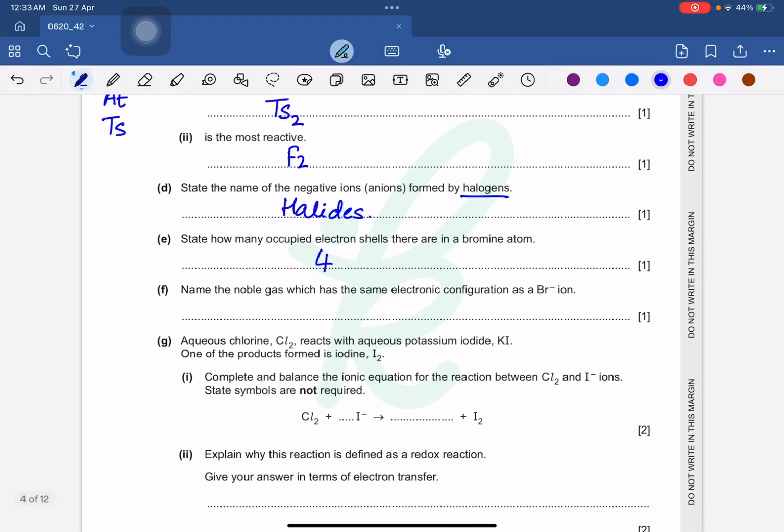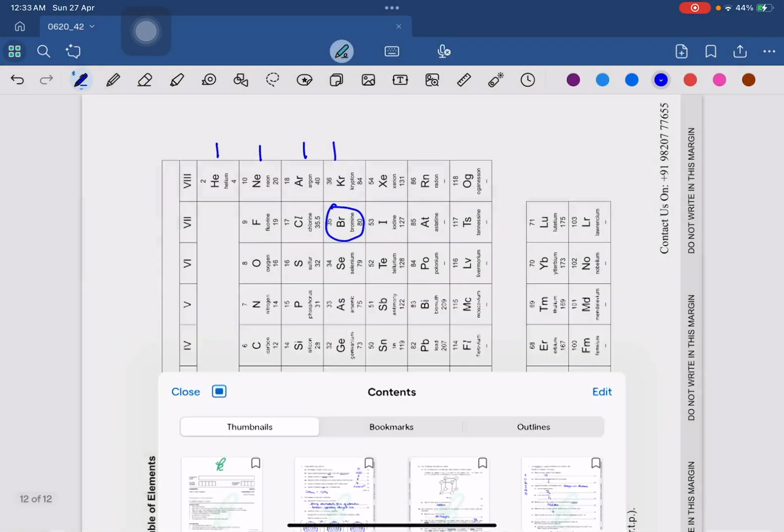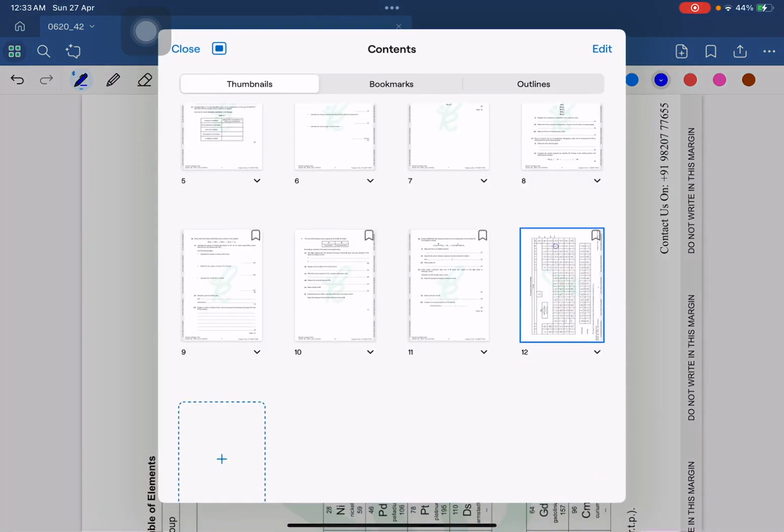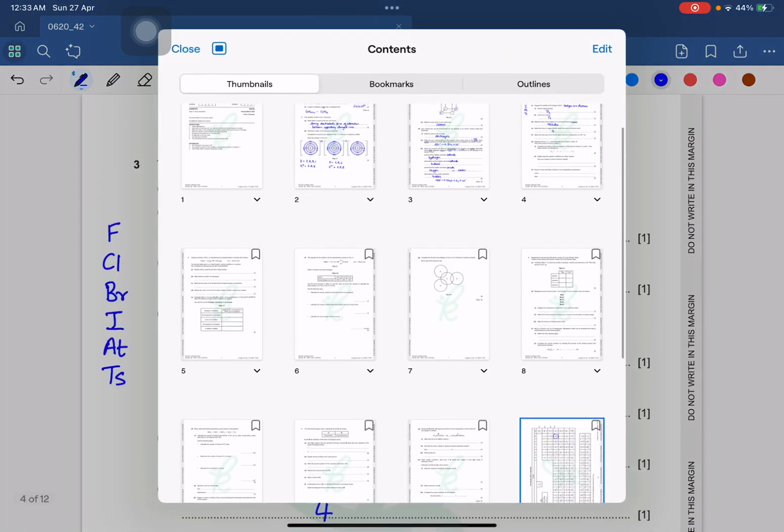Next, name the noble gas which has the same electronic configuration as Br minus ion. Now Br minus means bromine has gained 1 electron. So in that case, bromine has 35 electrons, and when it gains 1 electron, it will have electronic configuration like krypton. So the answer for that question will be krypton.